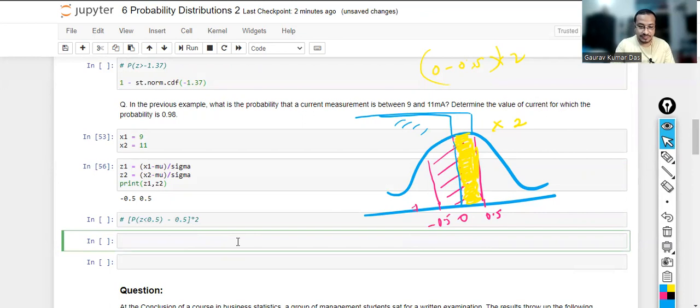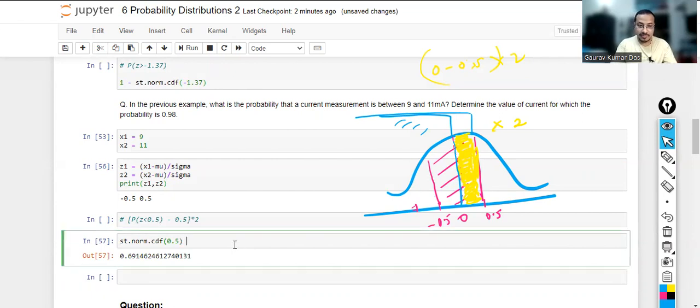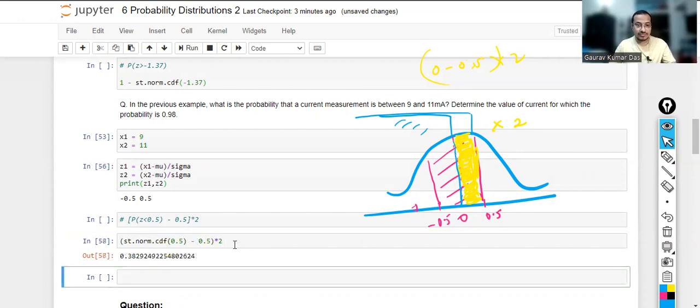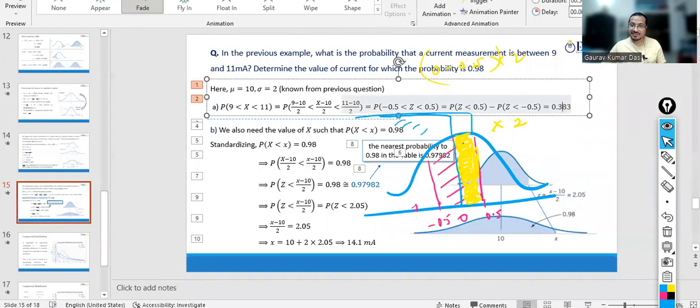So how will I do it? st.norm.cdf of 0.5. Positive 0.5 gives slightly greater than 50% because this is slightly greater than 0, minus cdf of minus 0.5. This is my area, multiplied by 2. This should be my probability. And if you go here, this is in the slide, it is 38%. Correct? 38%.